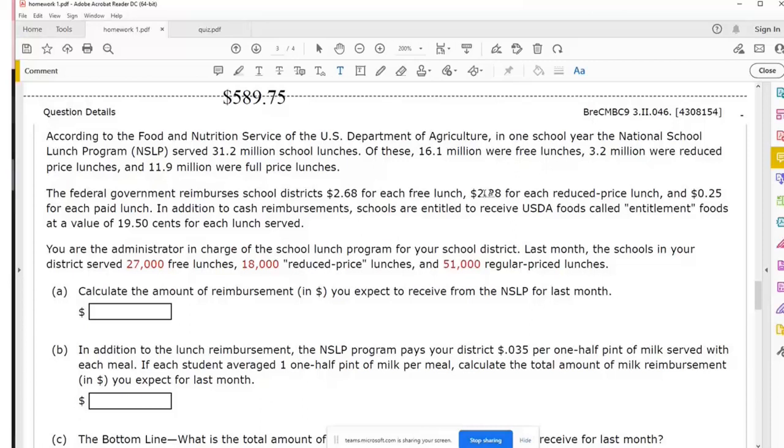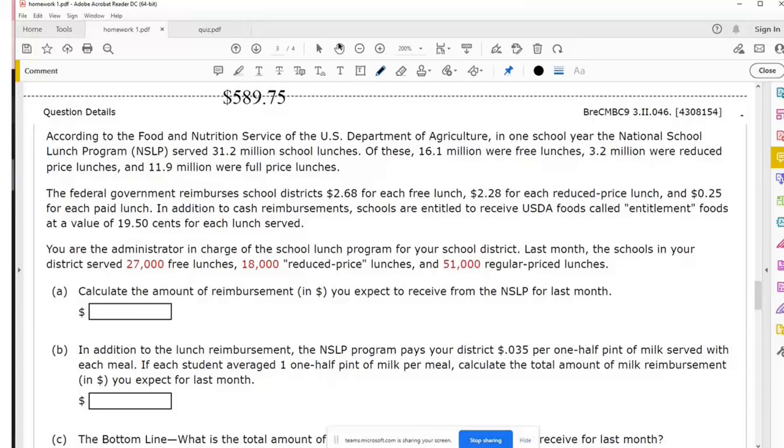The federal government is supposed to give money to schools to help them fund their lunches for children. And they give more money based on how many free lunches the school has to give. In the problem, it says the schools get $2.68 for every free lunch they give out, $2.28 for every reduced price lunch, and 25 cents. They give the school 25 cents even if a student is paying full price on their own, just to support the schools, the staff that need to create all that food and everything.